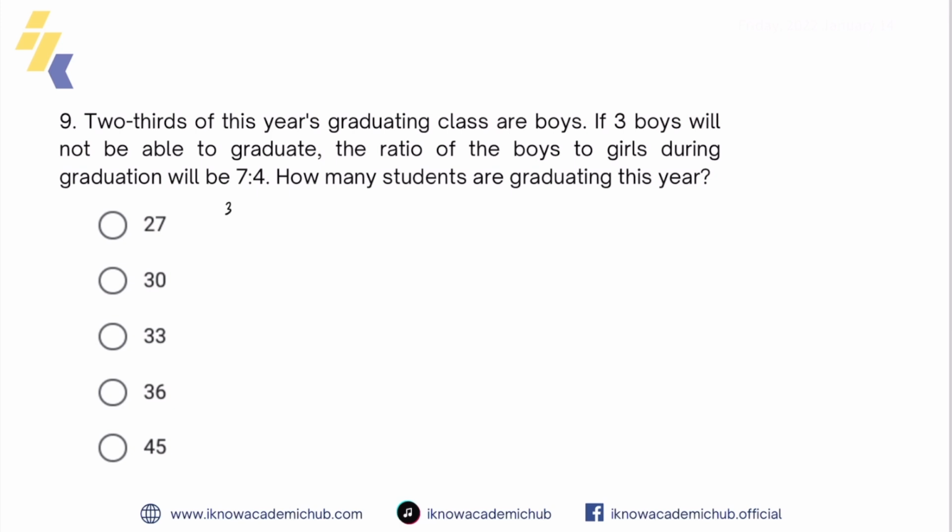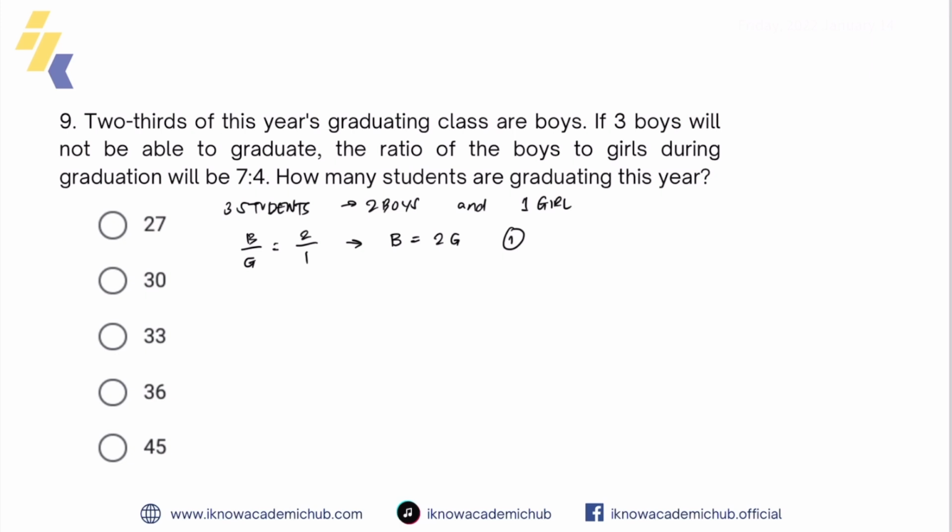So we have, for every 3 students, there are 2 boys and 1 girl. Okay? So the ratio of boys to girls is 2:1. And expressing B in terms of G, we have B is equal to 2G. Okay? So let's denote this as equation 1.